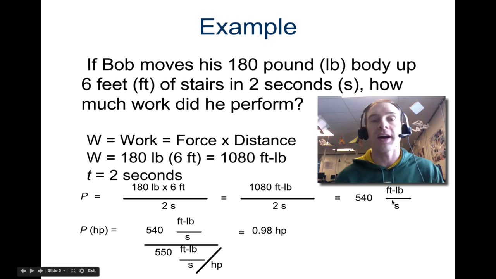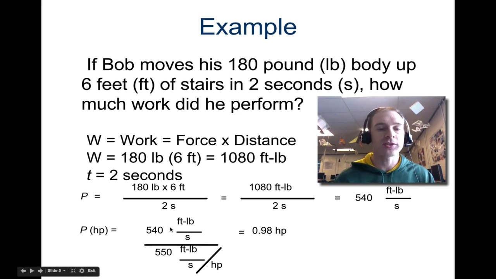Now you're also going to need to calculate this in horsepower. So to do that, you take your power in foot-pounds per second, divided by 550 foot-pounds per second per 1 horsepower. You're just converting that, and you get 0.98 horsepower. So let's move on to your example.